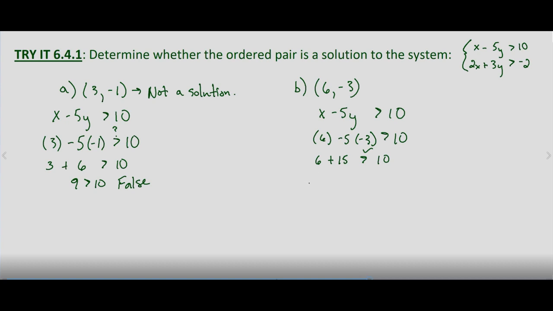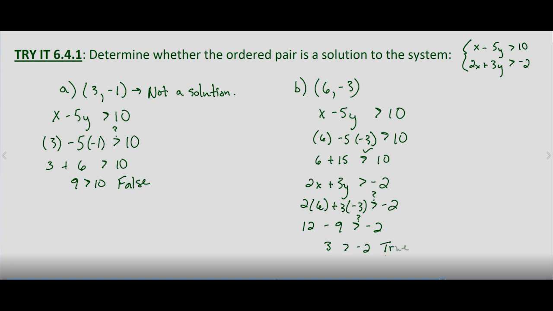Then we'll substitute into our second inequality, 2x plus 3y is greater than negative 2. So is 2 times 6 plus 3 times negative 3 greater than negative 2? So that's 12 minus 9. That ends up being 3, which is greater than negative 2.